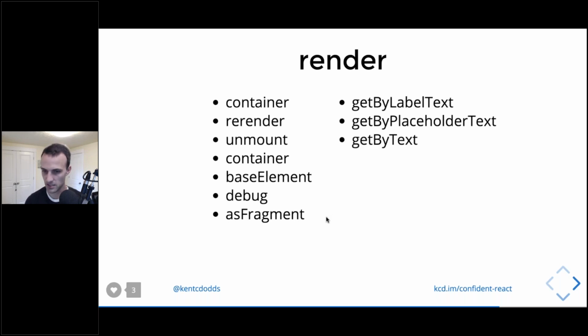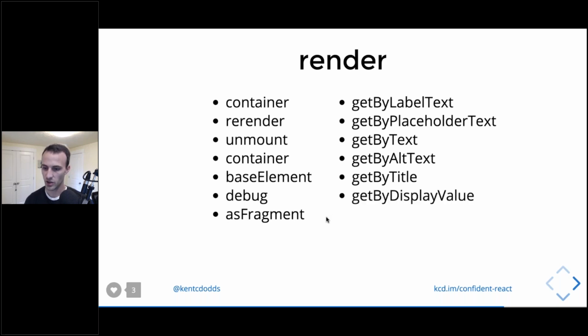And then we have get by text, which is good for getting buttons, get by alt text for getting images, get by title for SVGs, and get by display value. So that's like getting the select or getting an input or whatever is there. Get by role, so get the modal or whatever, and then you can query for stuff within the modal.